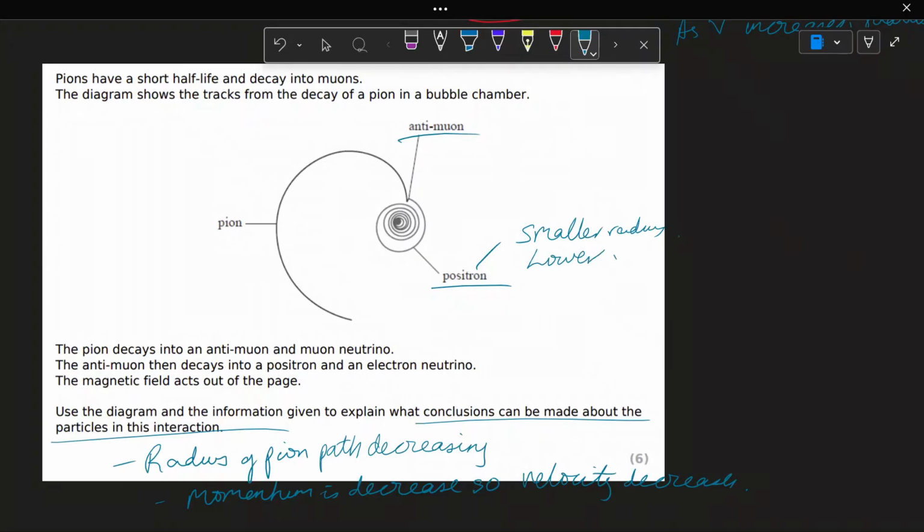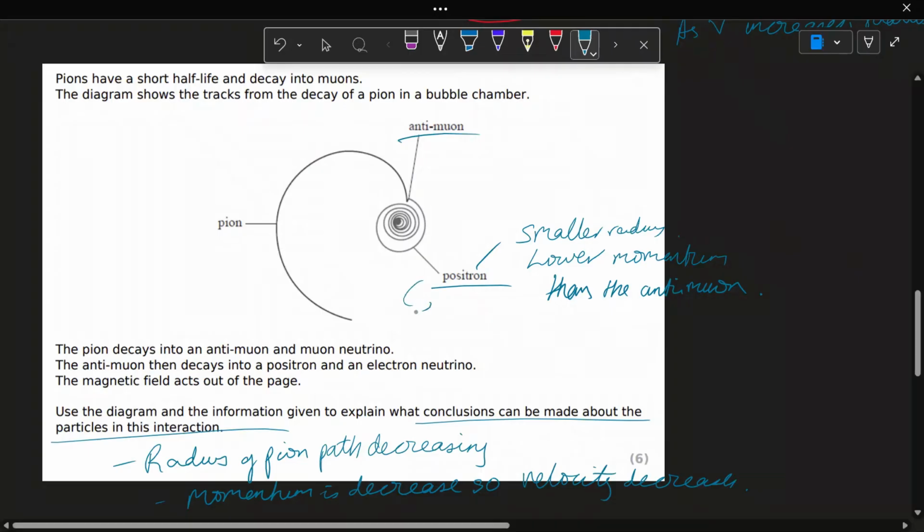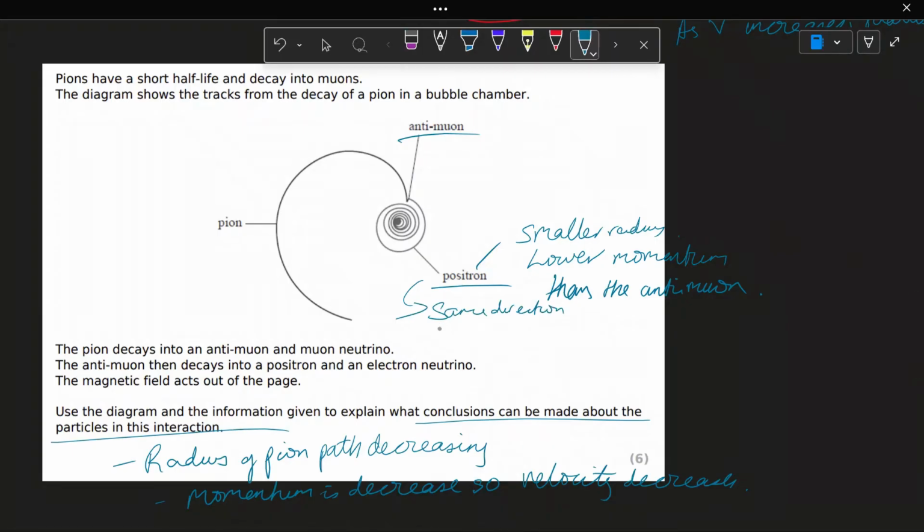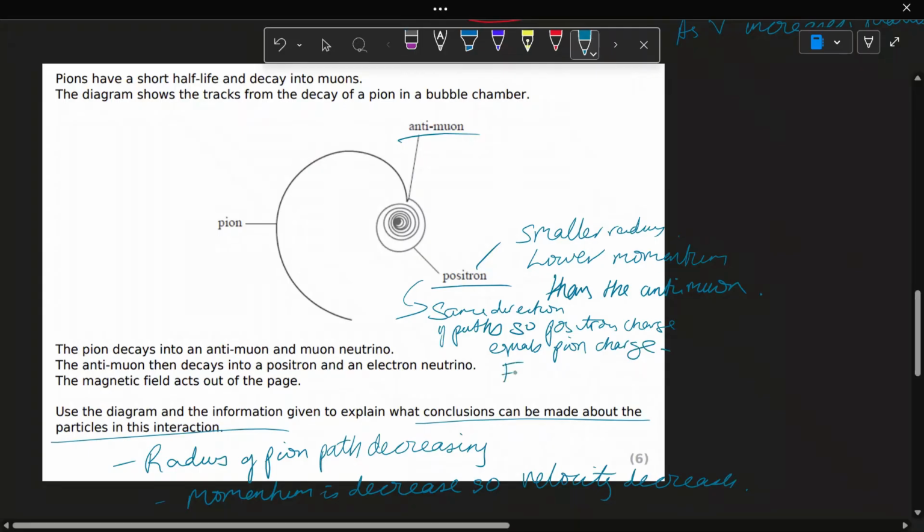Slower momentum than the antimuon. We can also learn the charge of the positron. If you look at the direction of the pion and the positron, the same paths, same direction, so they must have the same charge. So positron charge equals pion charge. They also proved that using Fleming's left-hand rule.